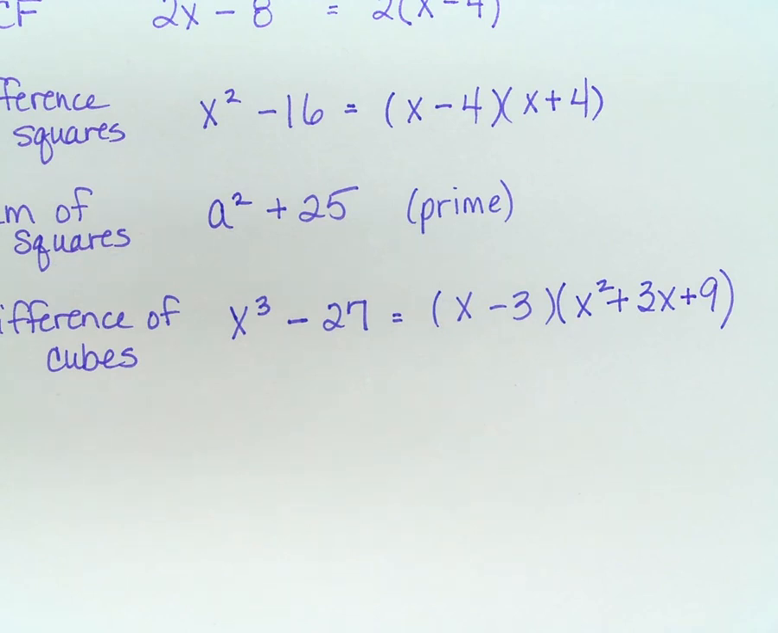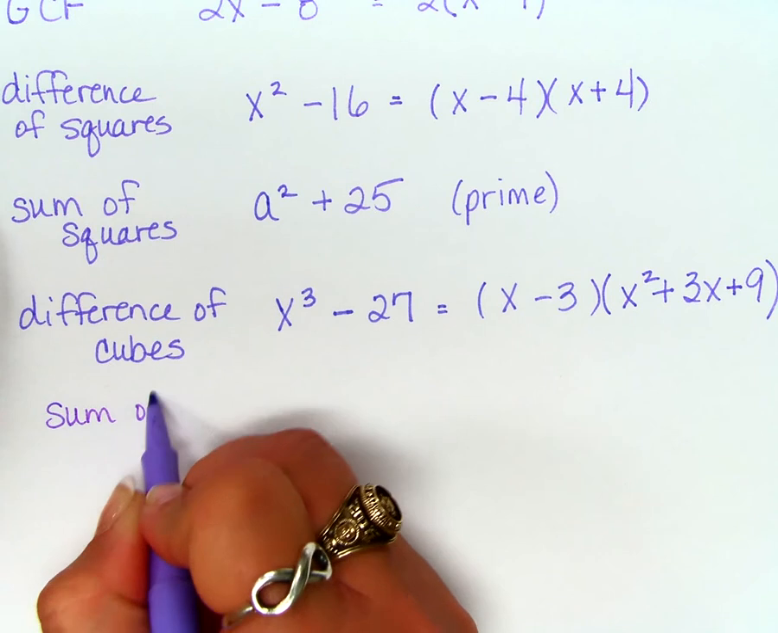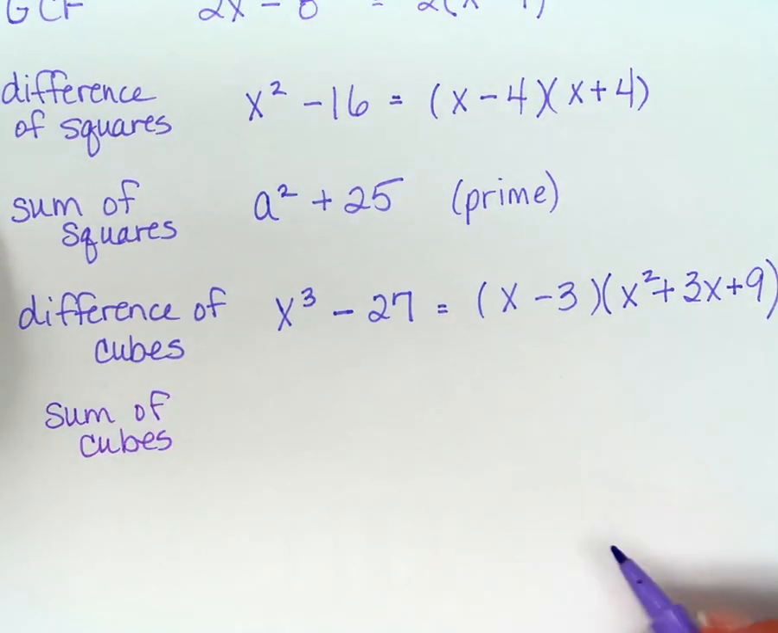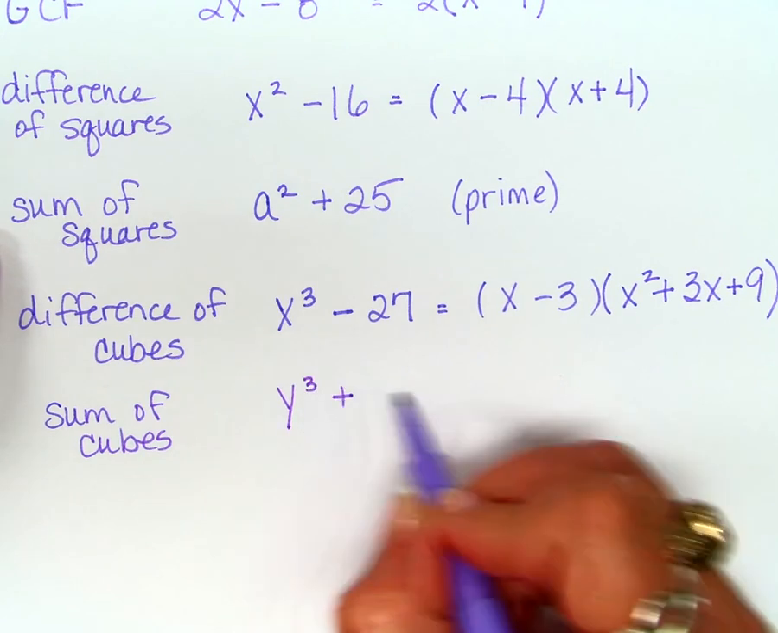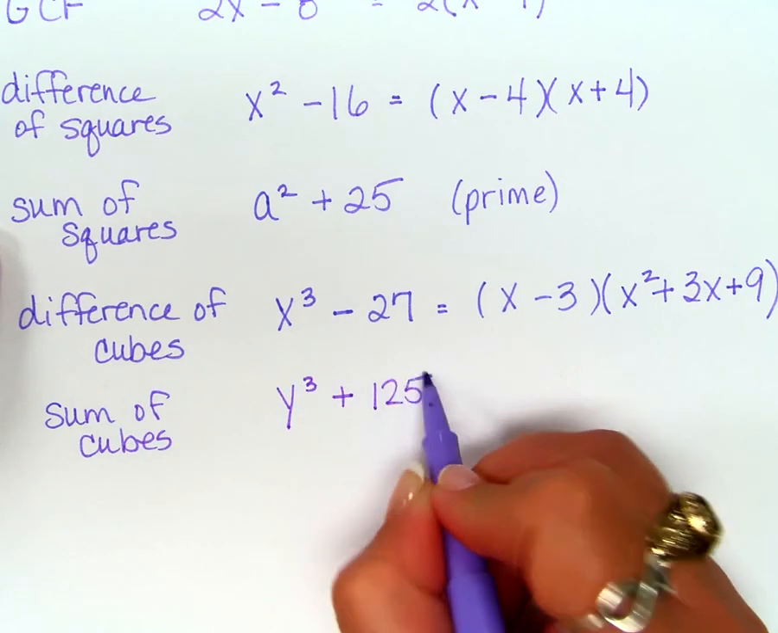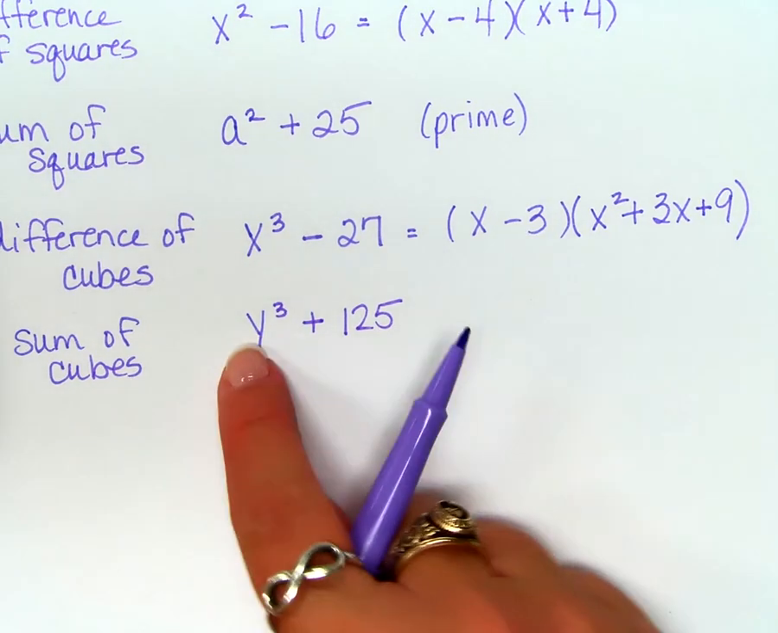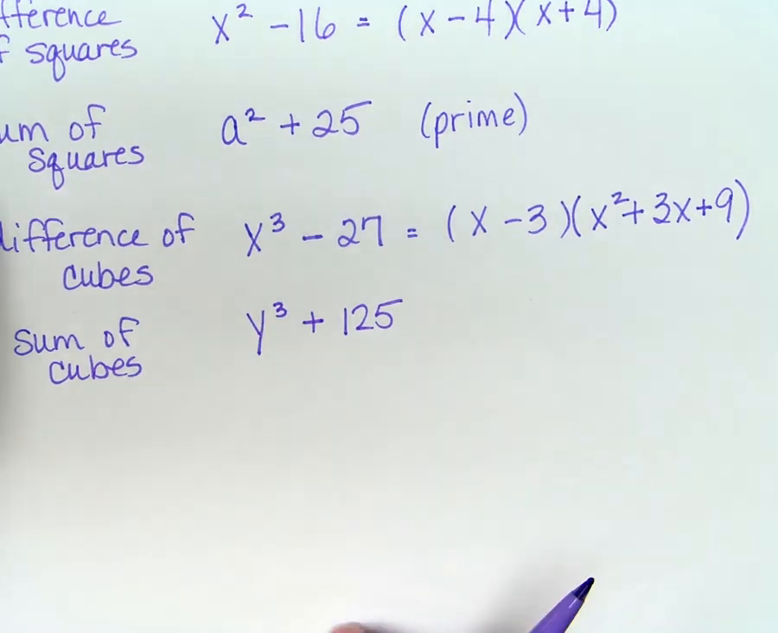What's the other thing we could factor? Difference of squares, sum of squares, difference of cubes, sum of cubes. It's not prime. It's something we can factor. So maybe y cubed plus 125. I'm trying to make these kind of easy. You know that we could have a number in front of the y cubed, right? Just trying to remind you of the pattern.